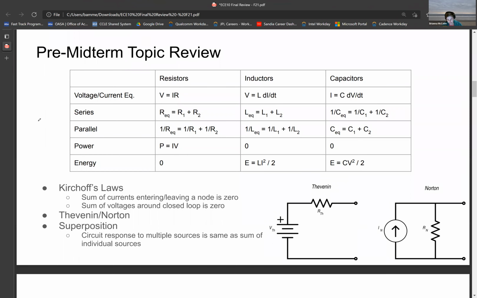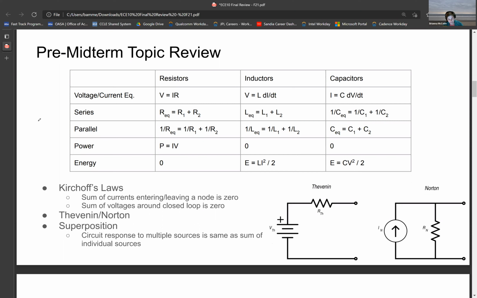And this is just a little summary of various different equations that you might use on the final. Obviously Ohm's law and the voltage and current relationships for the different components, and also series parallel combinations. You might also see this with impedances as well. So series and parallel combinations also apply for impedances. So it's important that you know how to do that as well. Impedances in general act like resistors.